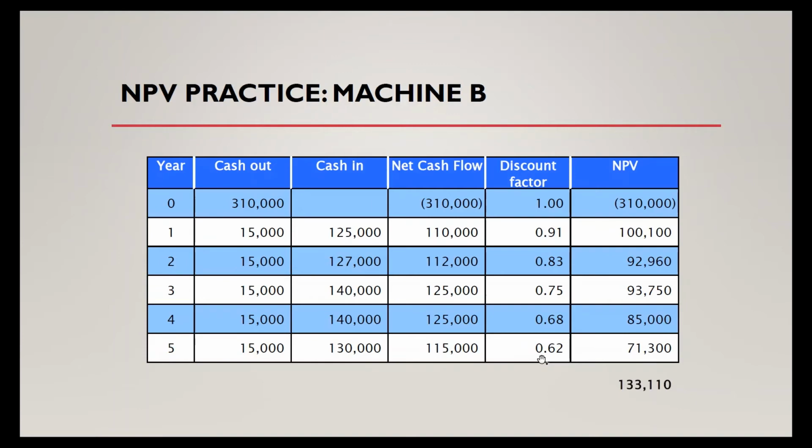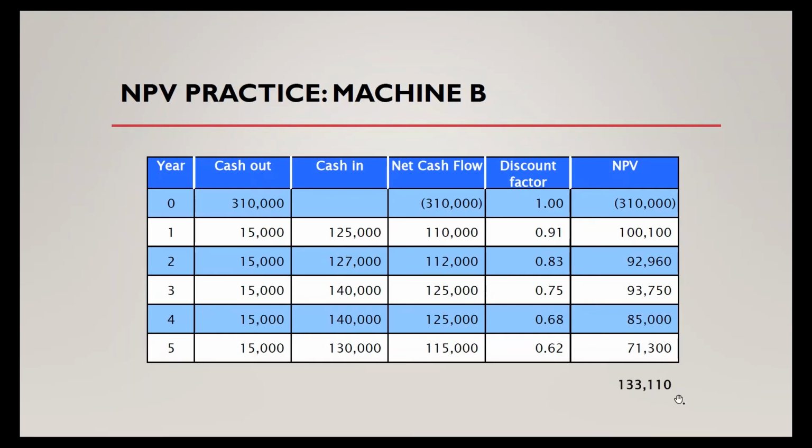We multiply this 0.62 discount factor by the 115,000 net cash flow, then this will give us a present value of 71.3 thousand. The last step to calculate the net present value is to sum up all of the present values for each year. If we add them together, then this will give us an answer of positive 133.11 thousand for the net present value.